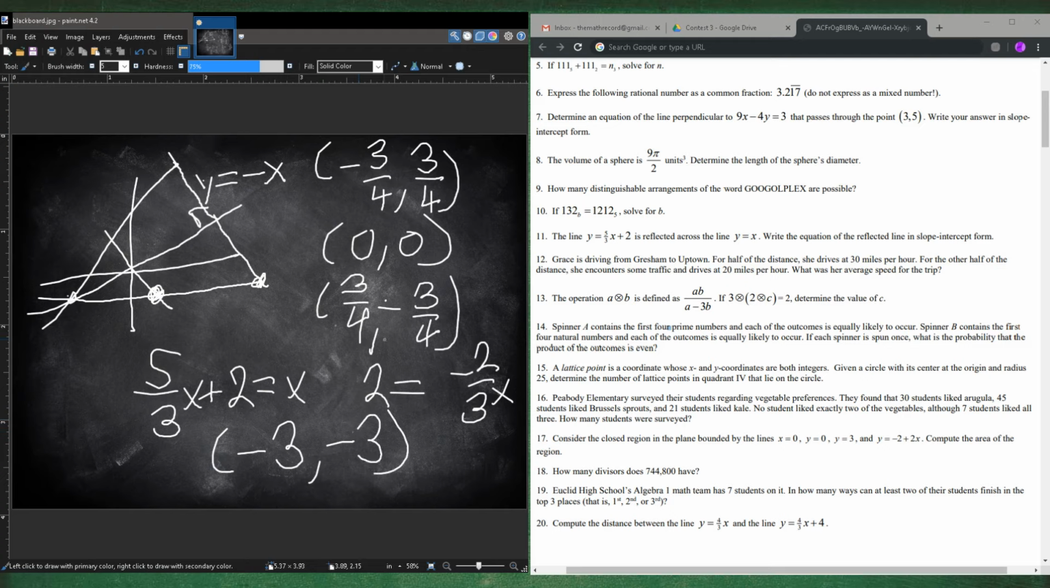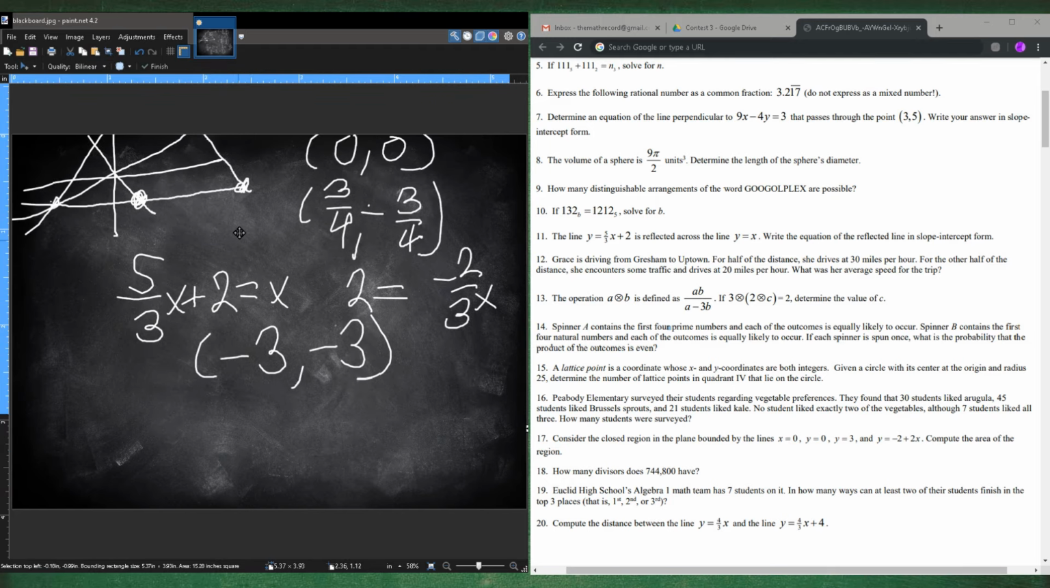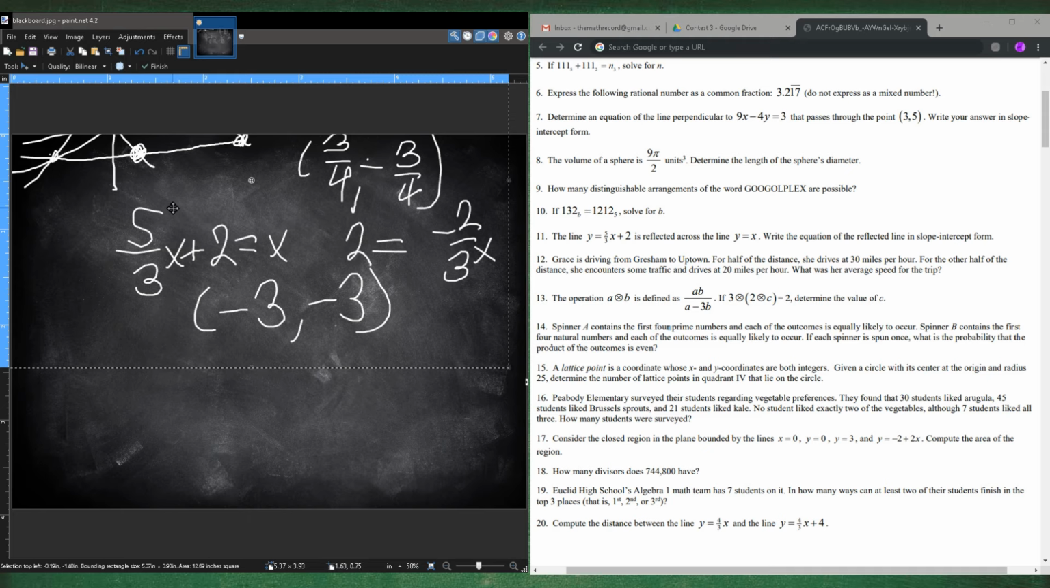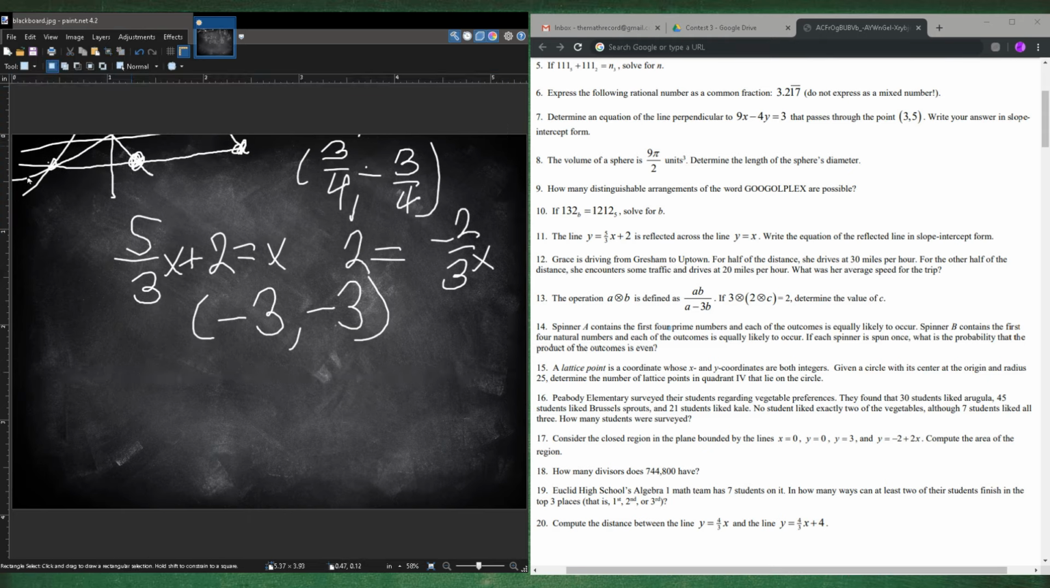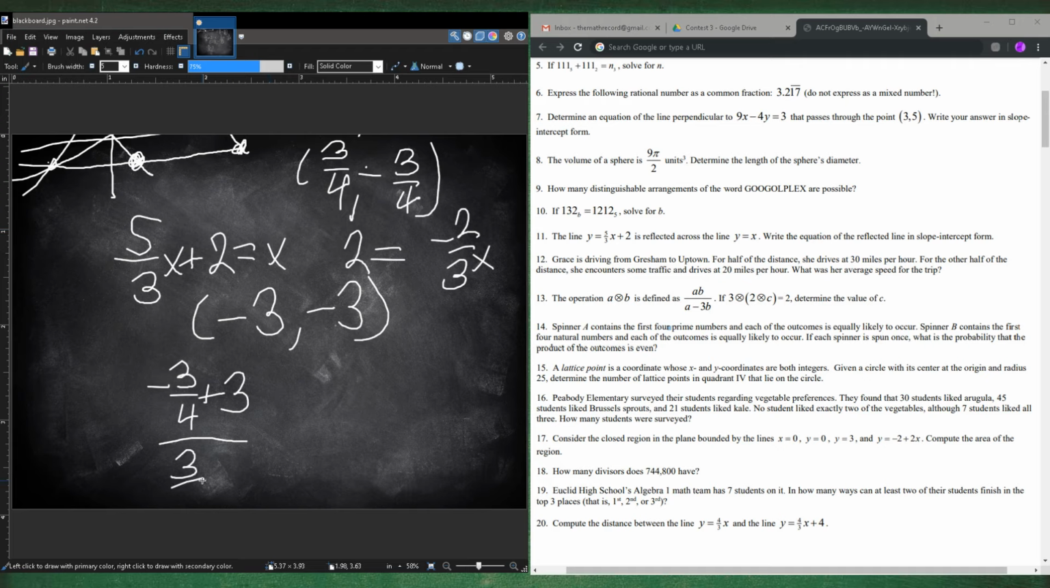Okay, so now we just need to find the slope for these 2 points. So kind of move this up. Sorry that some of it's going to be cut off. We only care about the points from now on. Okay. So we have 3/4, negative 3/4, and negative 3, negative 3. So we're just going to have to find the slope for that. So basically negative 3/4 minus 3, minus negative 3 is plus 3, all over 3/4 minus negative 3, so plus 3.